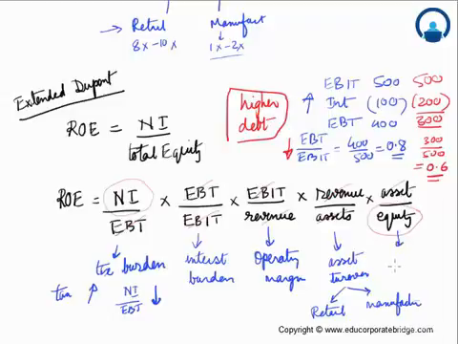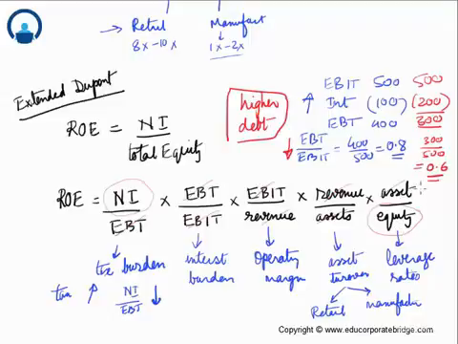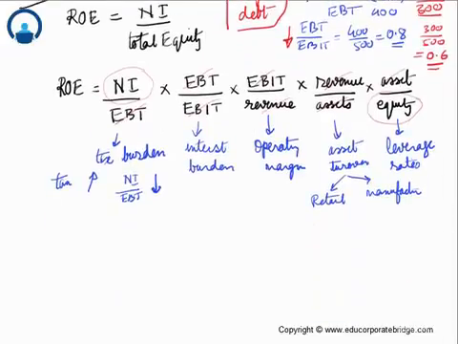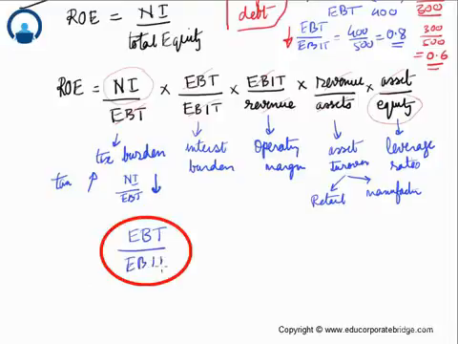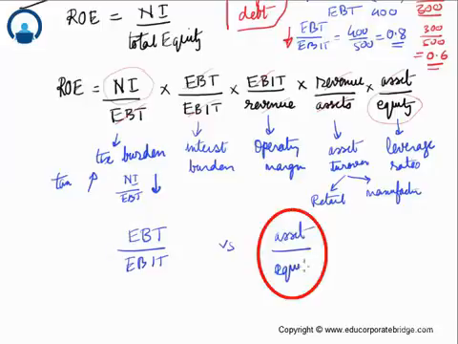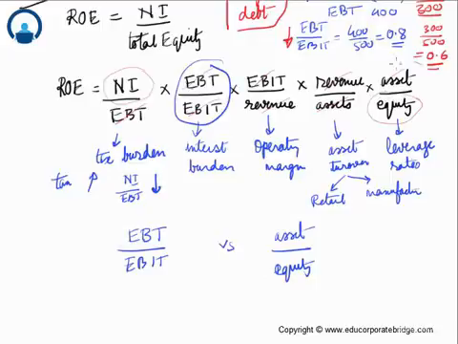What about assets and equity? Assets upon equity would be called the leverage ratio. Now what is the leverage ratio all about? The leverage ratio is basically how much you have deployed in terms of assets per unit of equity. So this also gives you a flavor of how much debt you have employed in the company. The higher the leverage ratio, the higher the debt you may have taken in the firm. So if you look at these two terms, EBT divided by EBIT versus assets divided by equity, I have taken only two terms from this one and the other one.